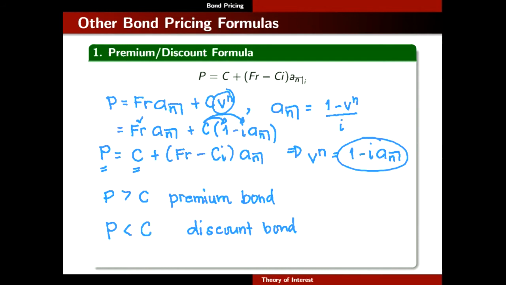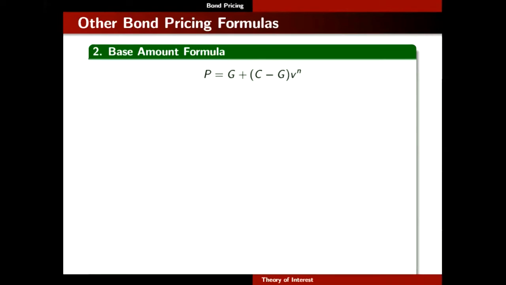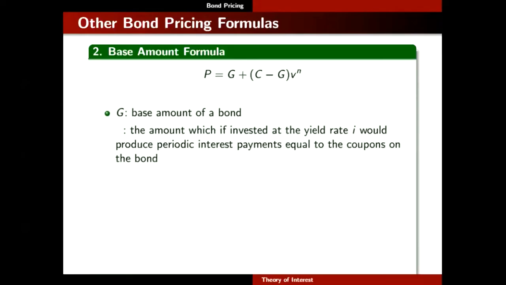Okay, let's move on to the second bond pricing formula. Actually, third. Kasi you have the basic formula and then this premium discount formula. So, moving on to our third bond pricing formula, we have this base amount formula. So, may bago dito, no? Here. G. So G is the base amount of a bond. What do you mean by the base amount of a bond? So this is the amount which, if invested at the yield rate I, would produce periodic interest payments equal to the coupons of the bond.